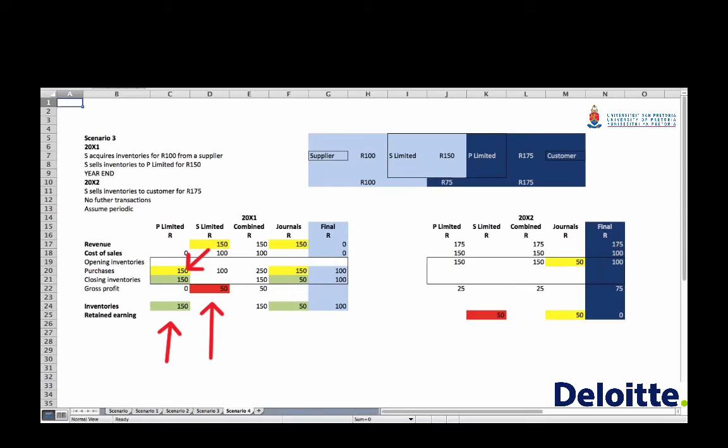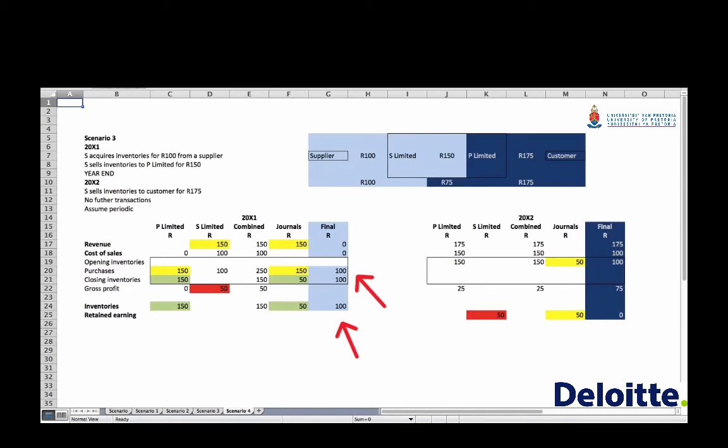The yellow blocks are eliminated, being the intragroup sale of inventories, with a pro forma consolidation journal, and then the closing inventories, which for the group purposes need to be at 100 Rand, but are currently sitting there at 150 Rand because of the parent's books. That 50 Rand extra needs to be reversed, as that profit has not yet been realized outside of the group. This is exactly the same as what we did in scenario 2. That will result in your final figures being 100 Rand purchases for the group with 100 Rand closing inventories transferred to the statement of financial position.